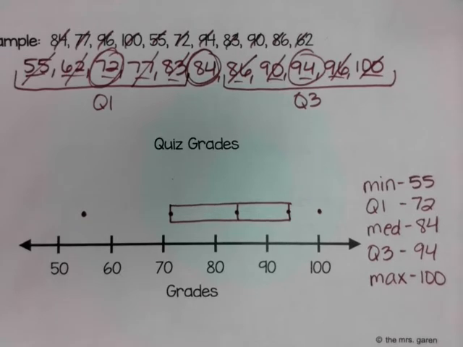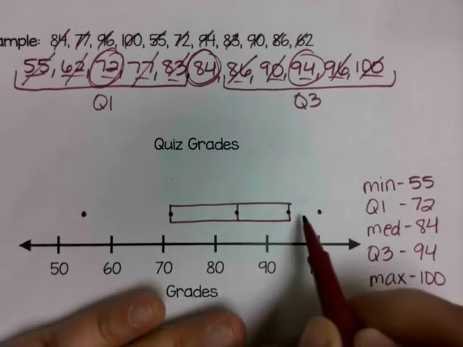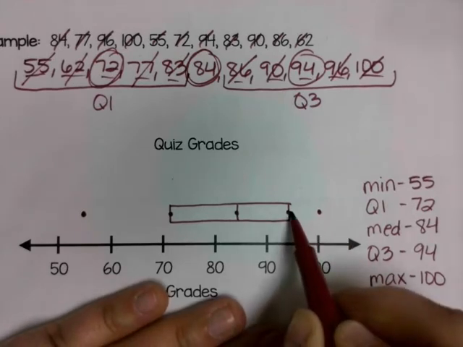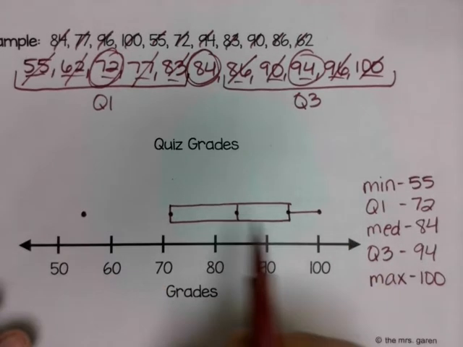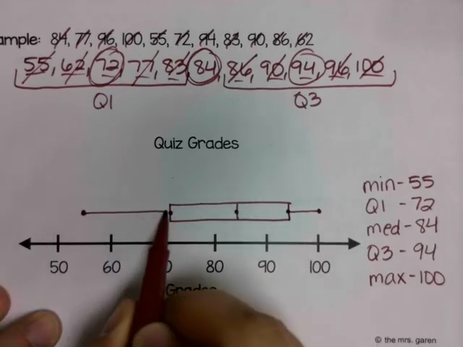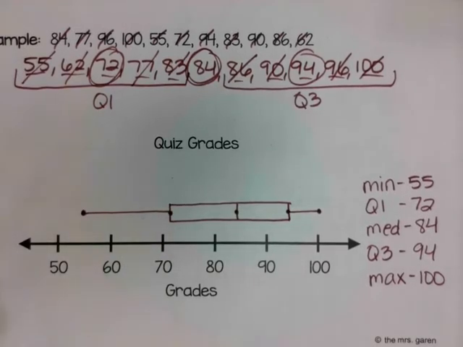And then the last part is that whisker part. Told you yesterday that they used to be called box and whisker. We're going to just draw a line from that Q3 to the maximum, and then draw a line from the Q1 to the minimum. And there is our box plot. And that's it.